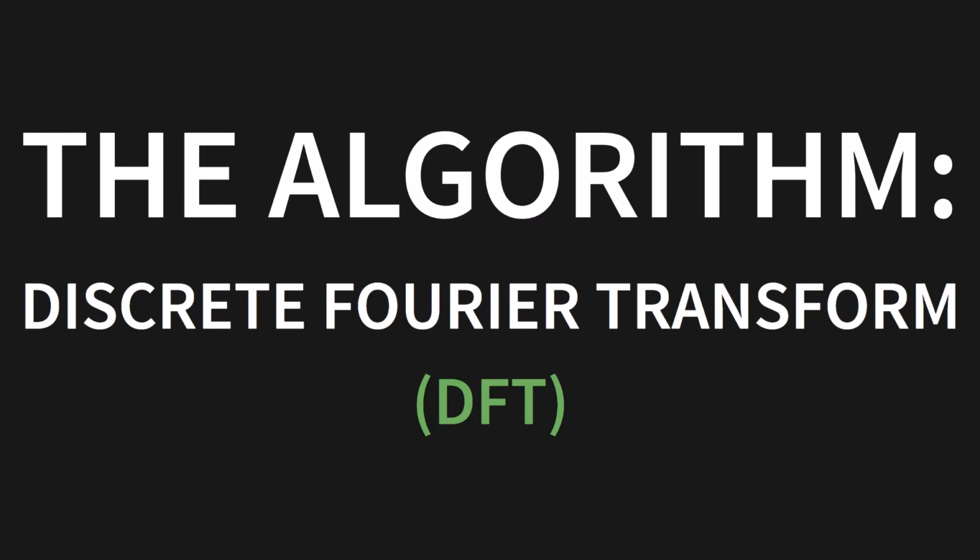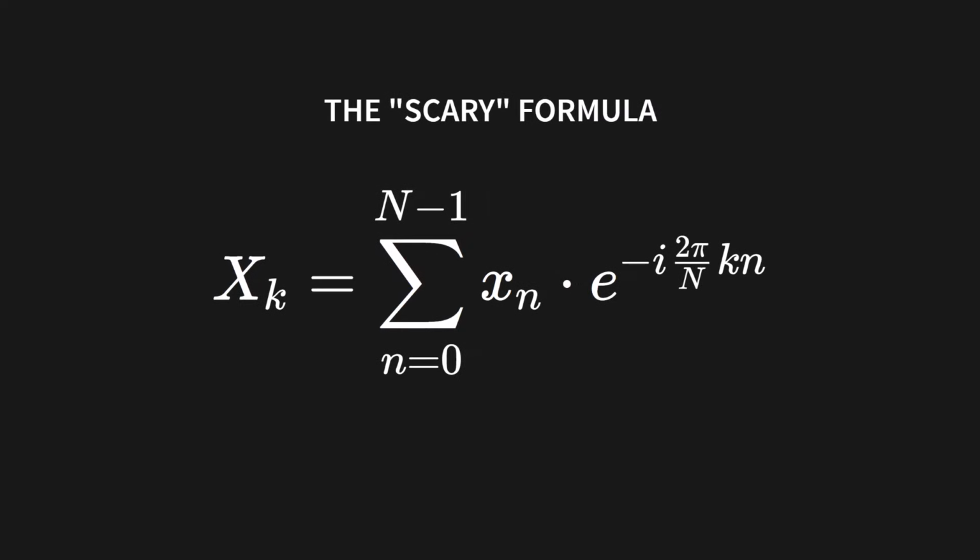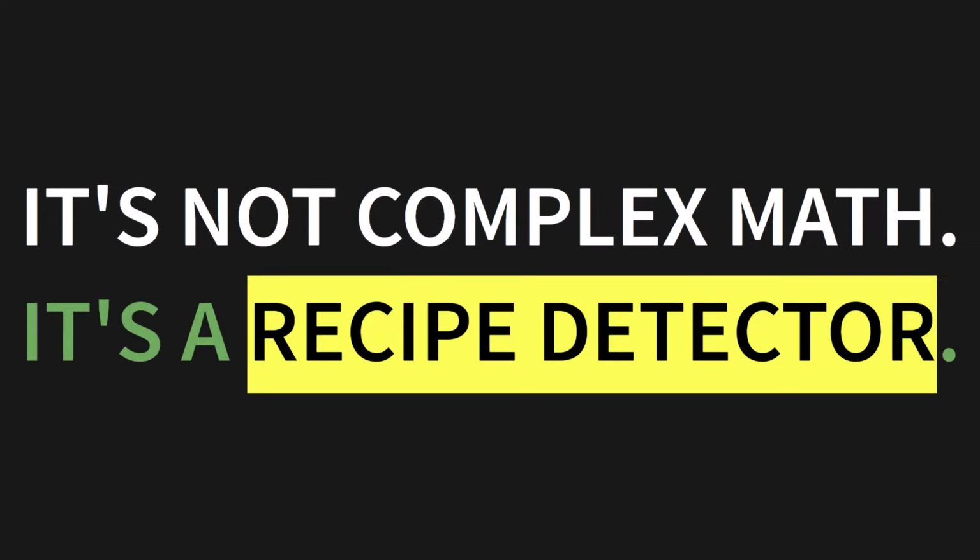And here it is, the scary formula. X sub k equals the sum from n equals 0 to capital N minus 1 of x sub n times e to the power of negative i 2 pi over capital N times kn. Looks intimidating, right? But here's the secret. It's not complex math. It's a recipe detector. And I promise, by the end of this series, you're going to understand exactly what every single piece of that formula does.